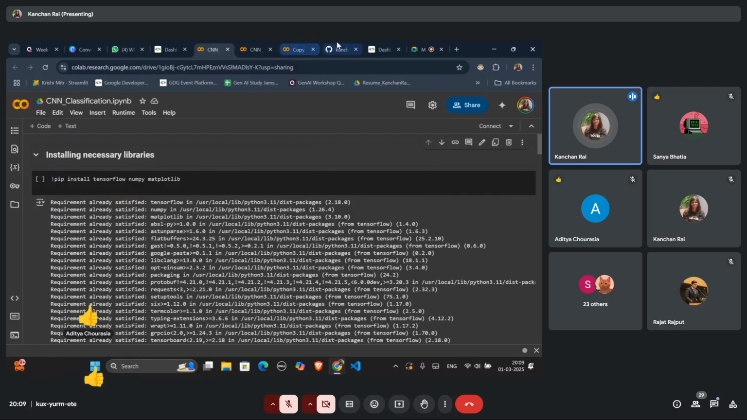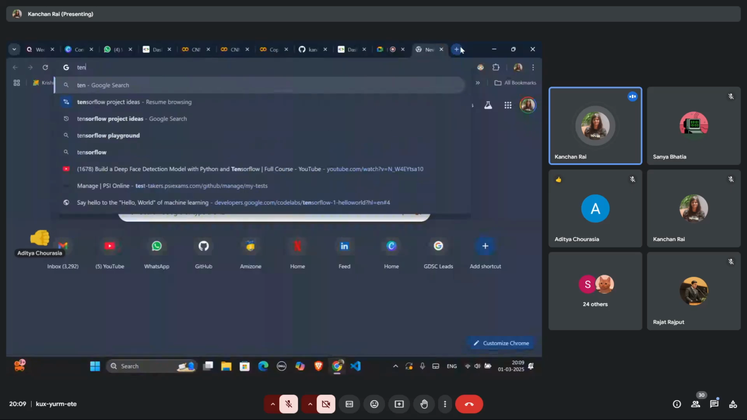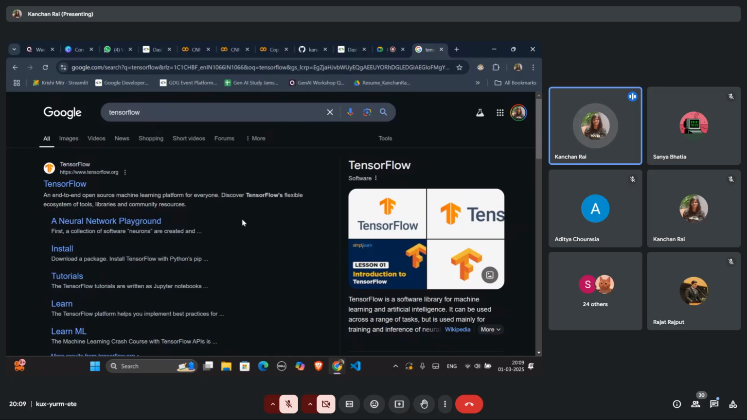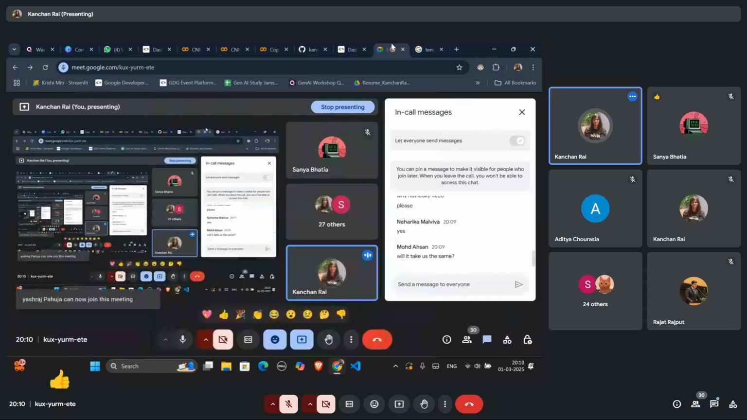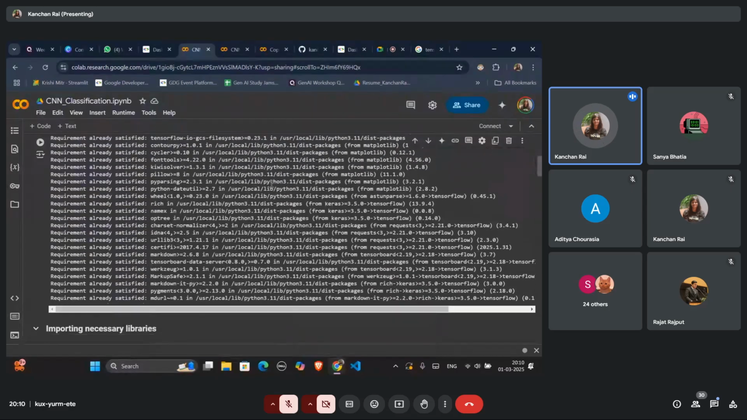So Google Colab, and first we will download all the important packages. We are using TensorFlow, NumPy and Matplotlib. NumPy and Matplotlib, you guys are aware about it, right? TensorFlow is another library by Google only, which is used for deep learning. It is an open source machine learning platform. You can do pip install TensorFlow in your local machine or in your Colab also. Okay? So this is installing all your necessary libraries.